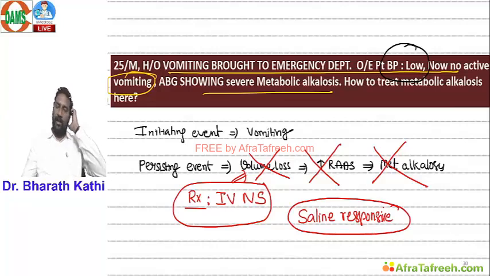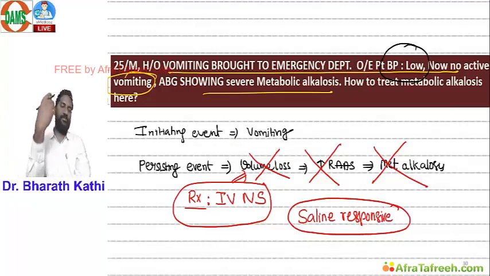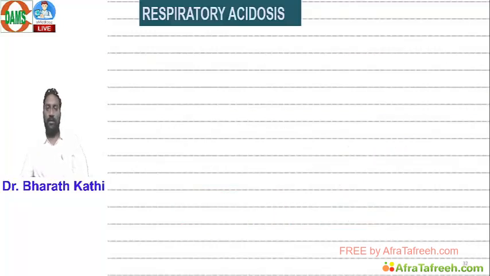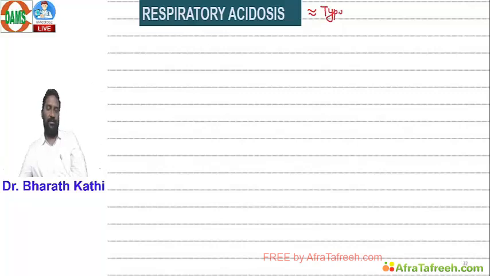Next acid-base disorder is respiratory acidosis. I have discussed in detail regarding respiratory acidosis in type 2 respiratory failure. What is type 2 respiratory failure? It is hypercapnia. Hypercapnia means increased CO2. Increased CO2 is nothing but respiratory acidosis. Write down: respiratory acidosis is nothing but type 2 respiratory failure.